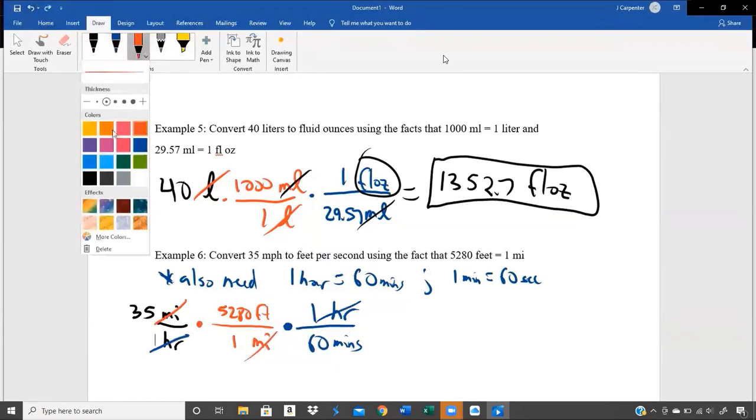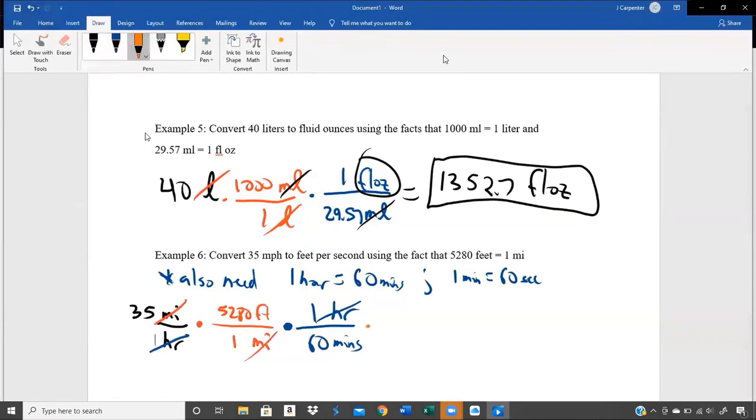So let's go to orange for our next multiplier. So out with the old. Minutes are the old. Minutes are in the bottom. So in our multiplier, they go in the top. How many minutes to how many seconds? 1 minute to 60 seconds.